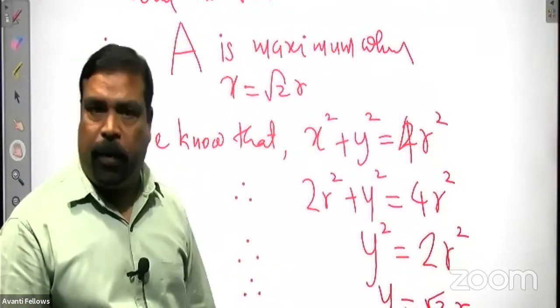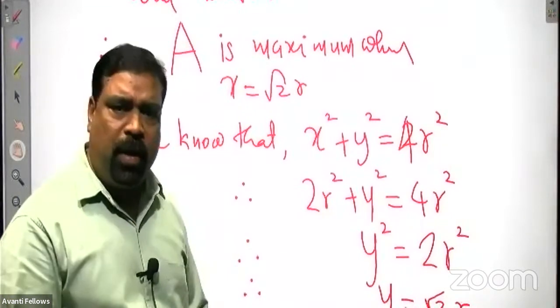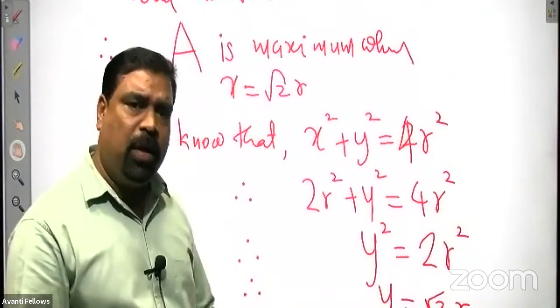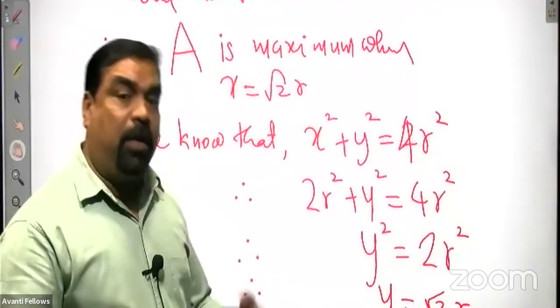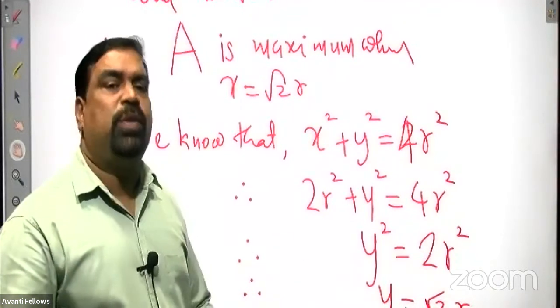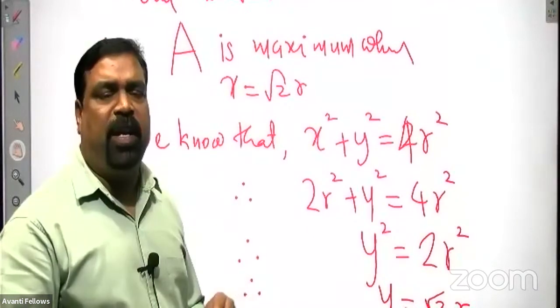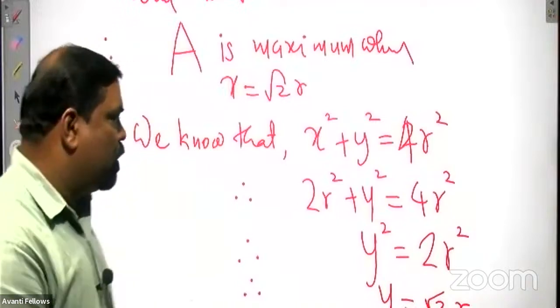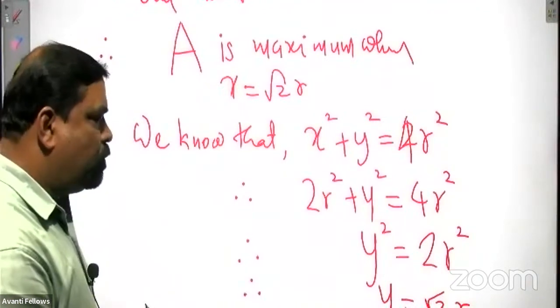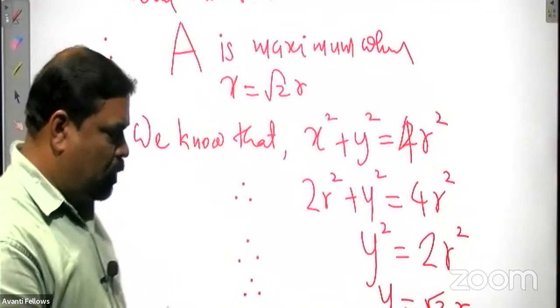So what is the indication? x and y are equal. That means x and y are equal. Therefore, x equal y. x equal y means the triangle is an isosceles triangle. The triangle must be an isosceles triangle. Okay. I think it is clear now.